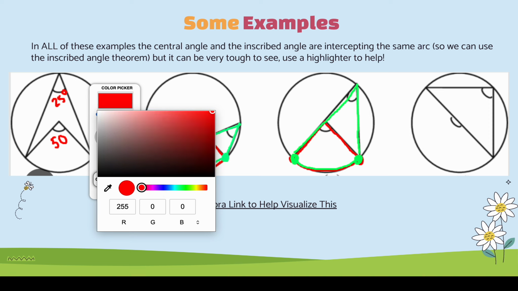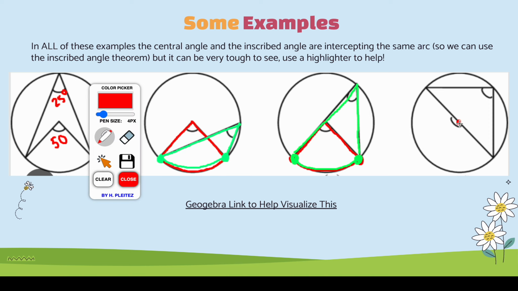And then last but not least, this one's a little bit weirder, but our central angle is this whole entire 180 right here. It's that diameter. So if we take a look at our central angle, the arc that we're intercepting is this region between those 2 points right there. And if we highlight our inscribed angle, we can see it's also highlighting the same exact region of the circle, so we again would be allowed to use that theorem.